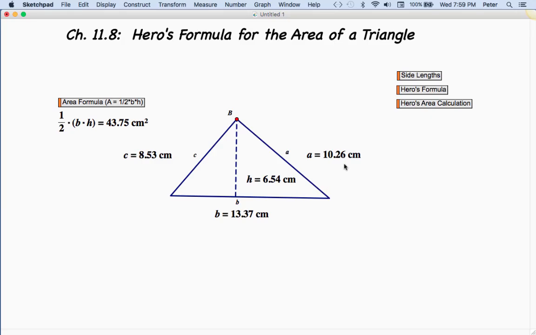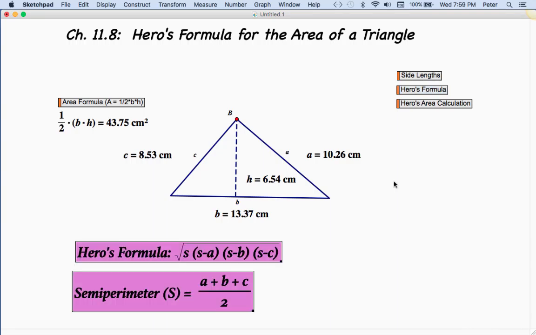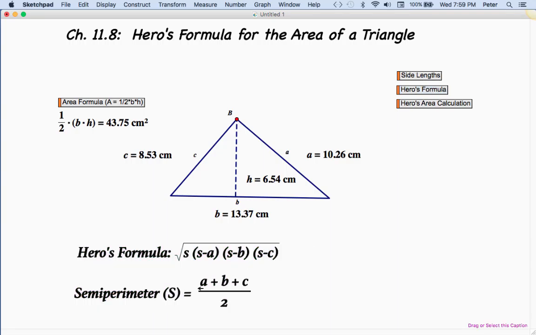Now Hero's formula is kind of a long derivation, but it involves a side calculation called the semi-perimeter. Now the semi-perimeter is just the perimeter, A plus B plus C divided by 2. So it's half the perimeter of the triangle. That semi-perimeter is called S.